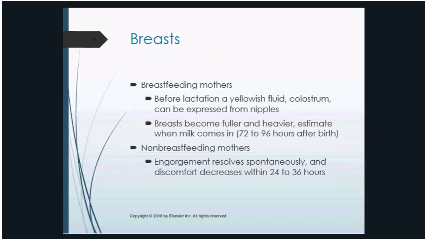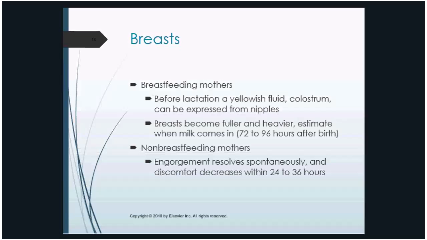Breastfeeding mothers: before lactation, a yellowish fluid called colostrum can be expressed from the nipples. Colostrum is like baby gold. Colostrum is very important. It can happen a little bit before birth, and you want to make sure that the baby gets the colostrum. That gives it enough nutrients to suffice until the breast milk comes in. So it's very nutrient dense and very important.